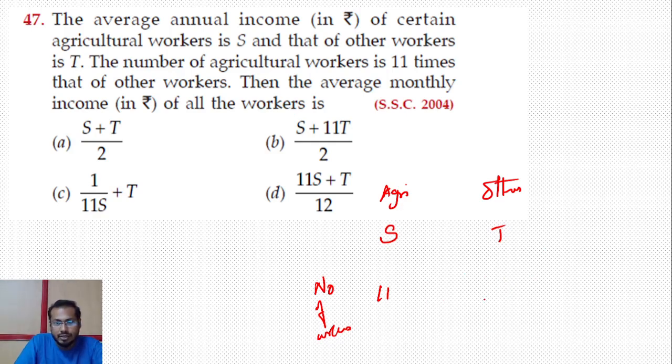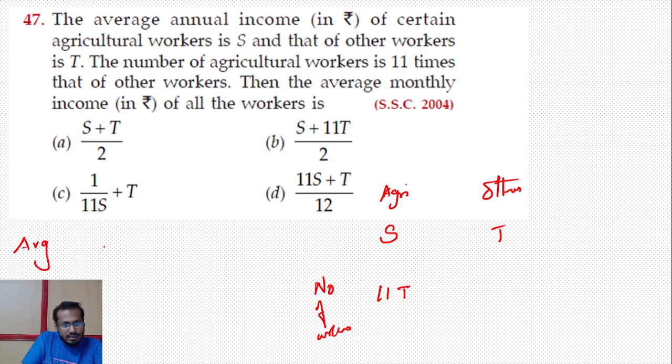Okay, X கூட வேண்டாம். ஆப்ஷன்ஸ் பாருங்கள், S இருக்குது, T இருக்குது, 12. So of a certain agriculture is yes, the top other workers is T, the number of is 11 times of the other workers. Okay, 11 times of other workers means T into 11. Correct? Right. So now I am going to write the answer.